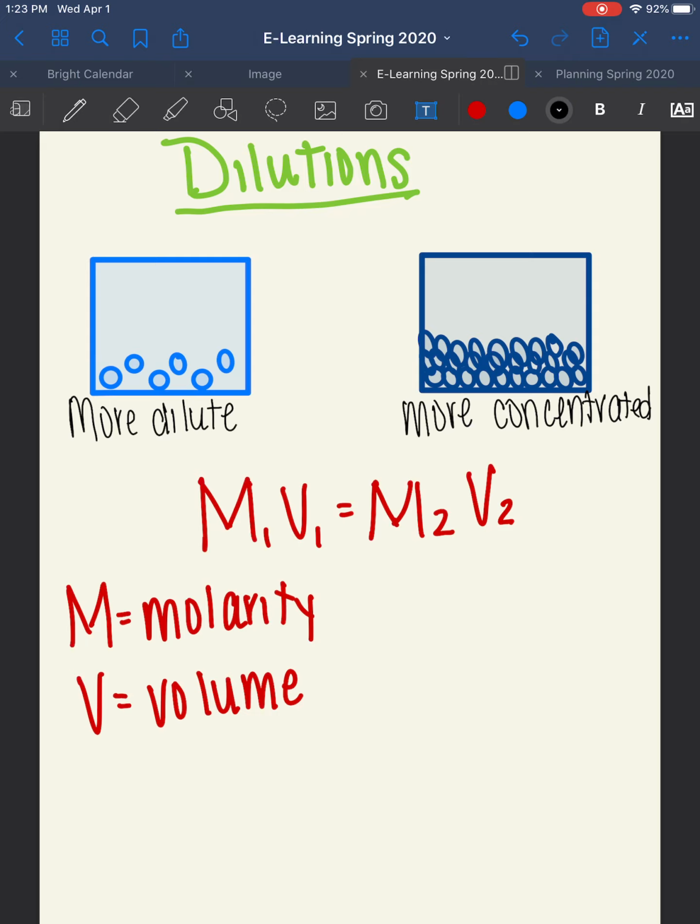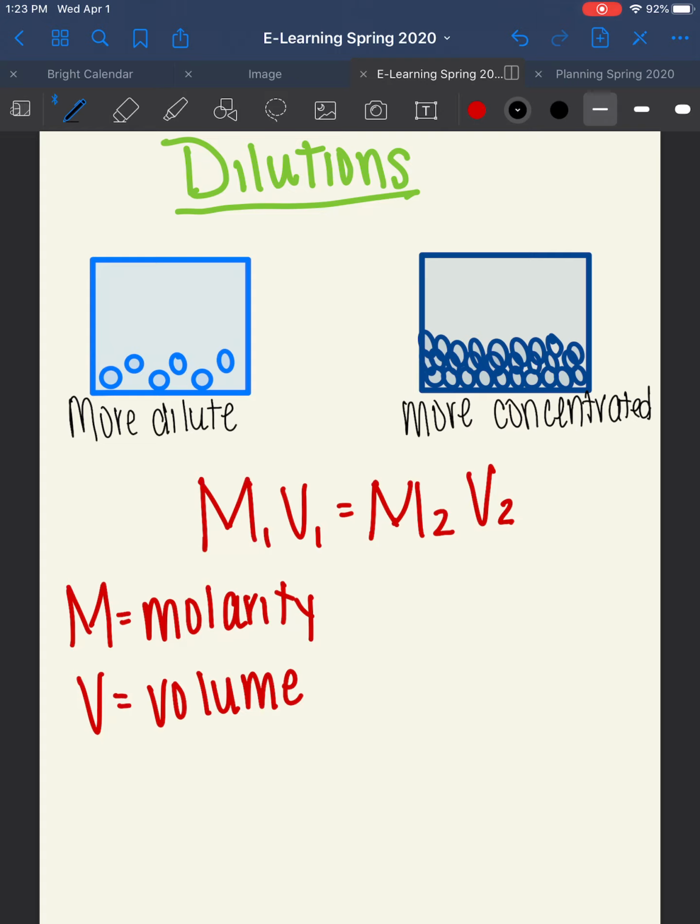Okay, so the next topic I wanted to cover with you guys is on dilutions. I know Monday I talked about molarity or concentration, so now I just wanted to go into a similar topic, still talking about solutions, but the next one is on dilutions. In our last lecture, we were talking about the difference between something that is dilute and something that is concentrated. So I have two illustrations here.